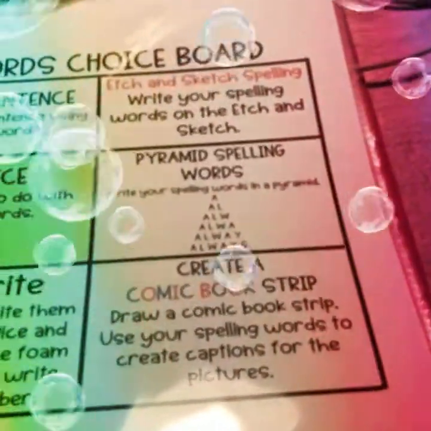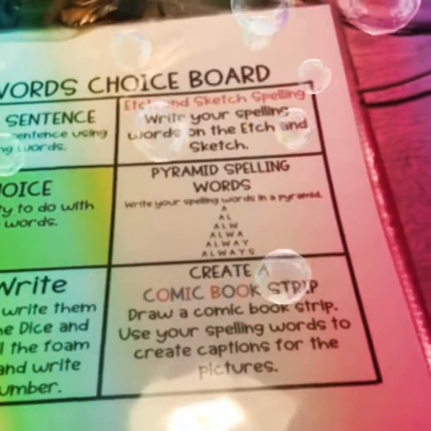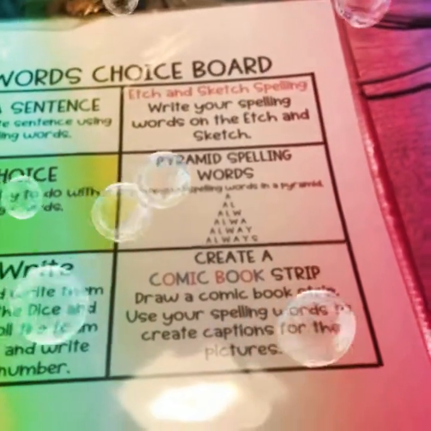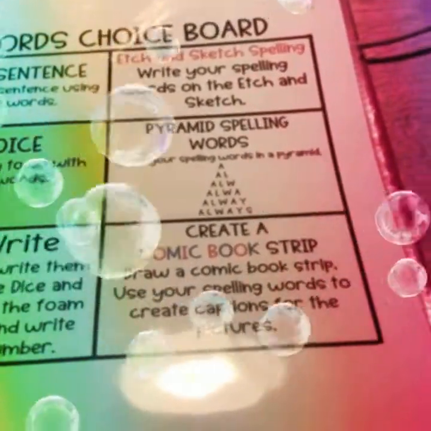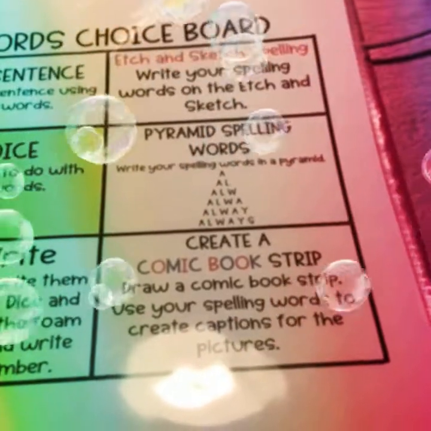So you write the first letter, and then below that you put the next 2, and then below that you do the next 3, and you go so on, so on, so on. So this is another fun activity to help students learn how to spell their words, and kids always enjoy doing it.